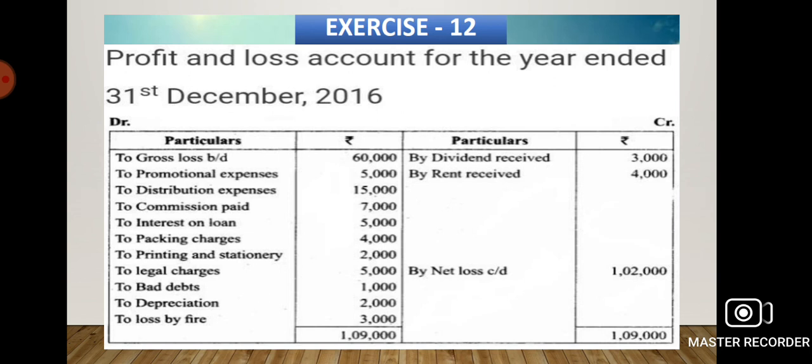Okay, we'll come to the credit side. By dividend received, all the receiving items will be entered into the credit side of the profit and loss account. This is a concept. So by dividend received 3,000, by rent received 4,000. So all the entries will be recorded in the debit and credit side, both sides. Okay, we'll compare the debit and credit side.